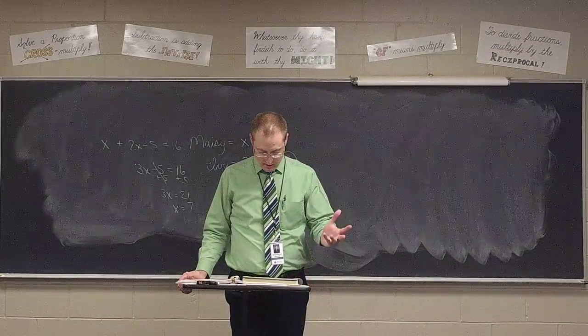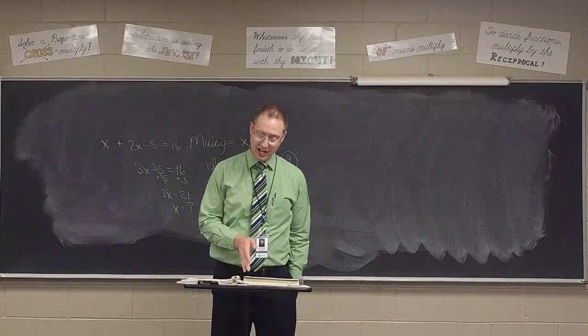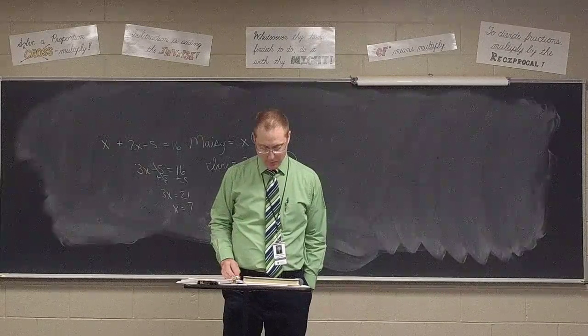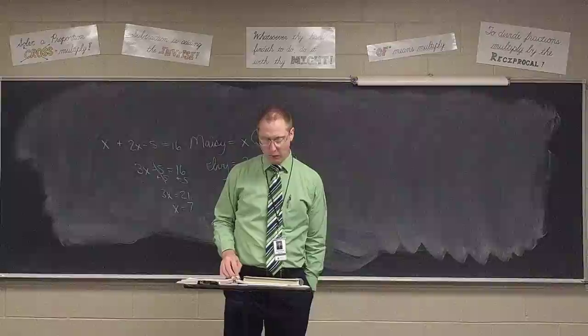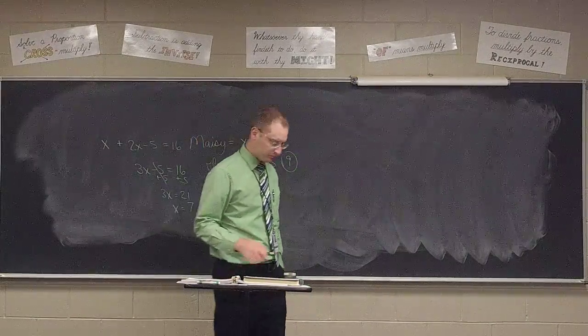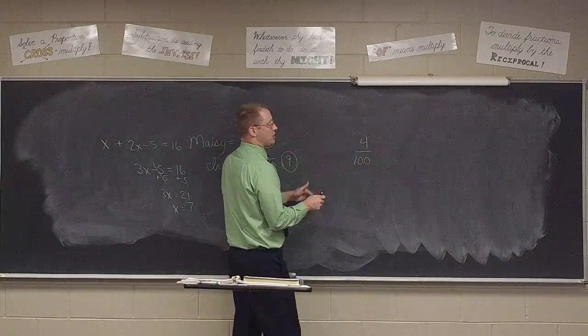Anyway, but apparently only 4 out of every 100 tigers in the world are white tigers. The rest are orange. How many white tigers are there? How would we set up a proportion? What do you think here, Josh? 4 to 100. Now, this is a ratio of what to what?